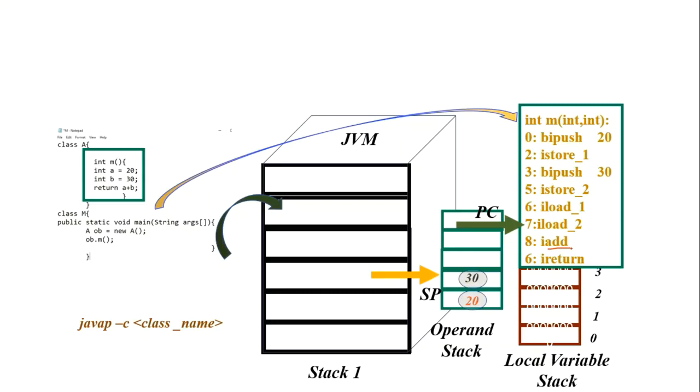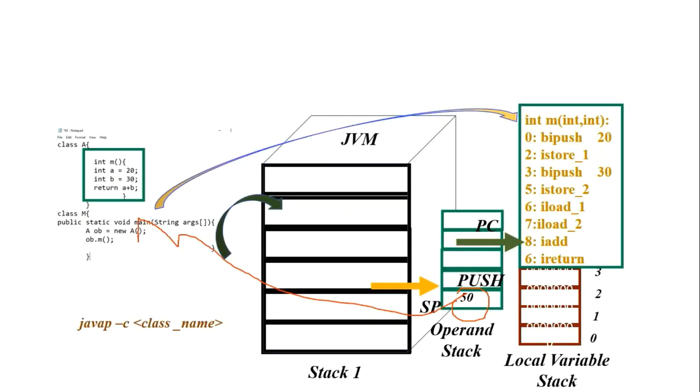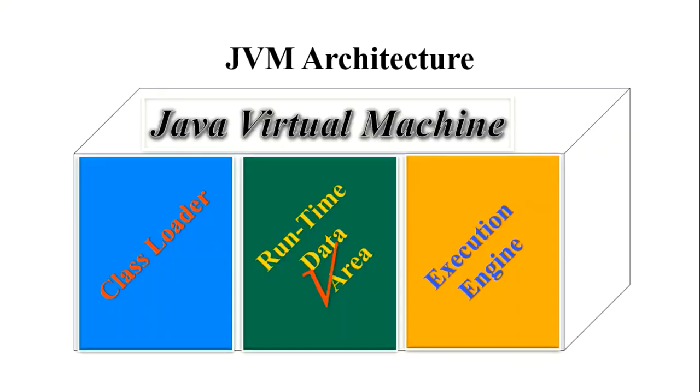How is the add operation performed? First, these items are popped from the operand stack, and then the stack pointer is decremented to its initial position, and afterwards addition is performed, and then again the added value is pushed into the stack. This is how this stack will work, and this will be the final output for this code. Isn't it beautiful? So the runtime data area is done.